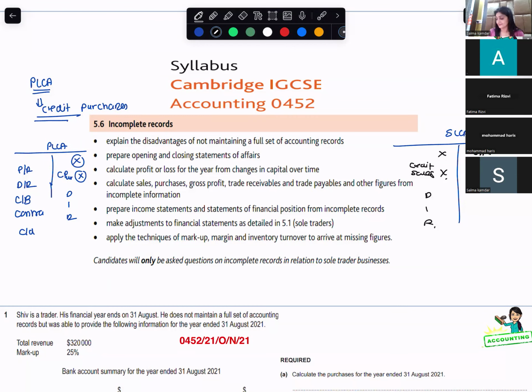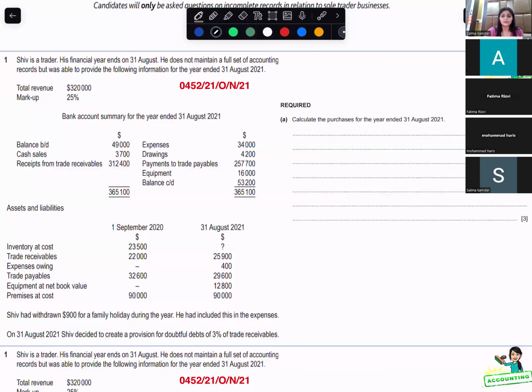PLCA contra entry. If there are any irrecoverable debts, we write it. And then the balance carried down. Bank and cash also, money received also. I hope you know this. If you don't know, I'm giving you some incomplete records. October, November 21, paper 21.